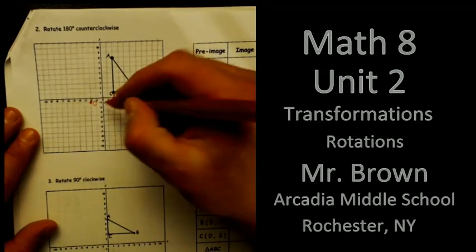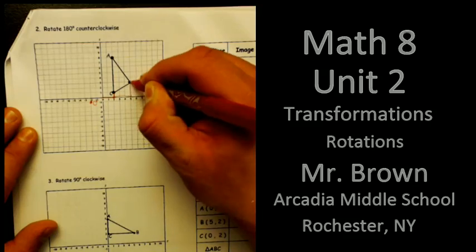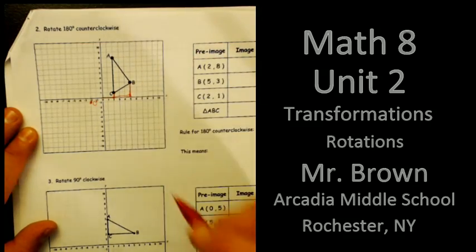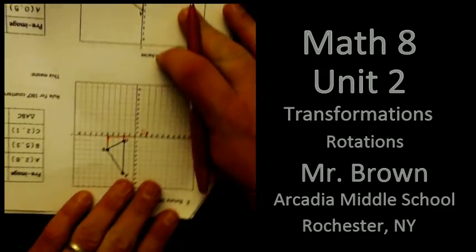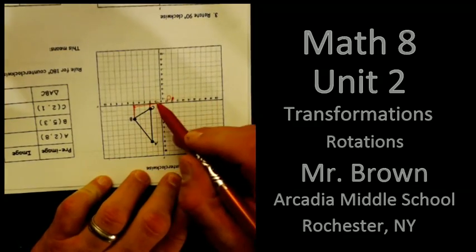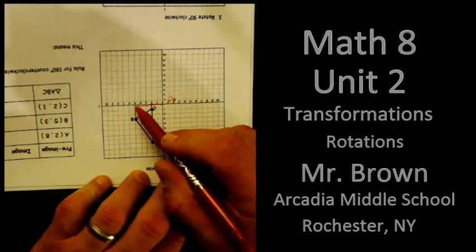Okay. B is over 5 up 3. Okay, that's normally how you get there, but if you rotate it, notice how to get to B now would be back 5, down 3. Okay.